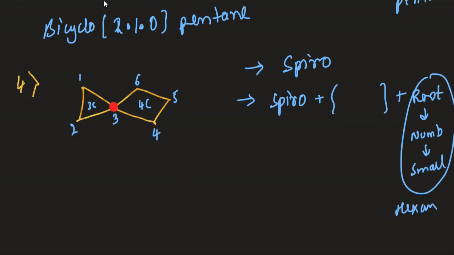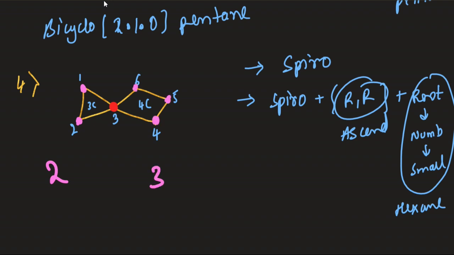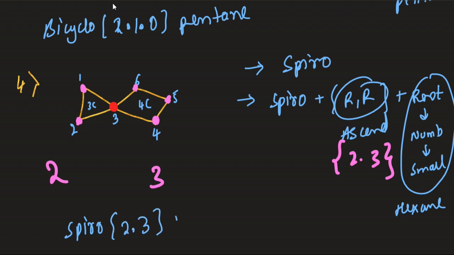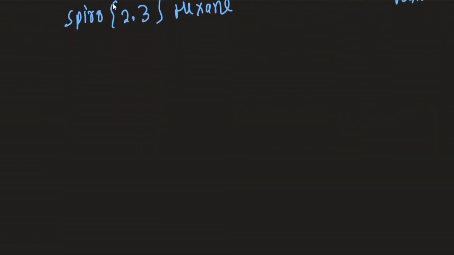hexane. Coming to the bracket, you have to include only ring and ring, not bridge, but both should be written in ascending order. So here, how many pink color carbons do we have? 2. What about here? 3. So therefore in the bracket you have to write 2.3. So finally, how to write its IUPAC name? Spiro bracket 2.3 close the bracket hexane. Next, last example.